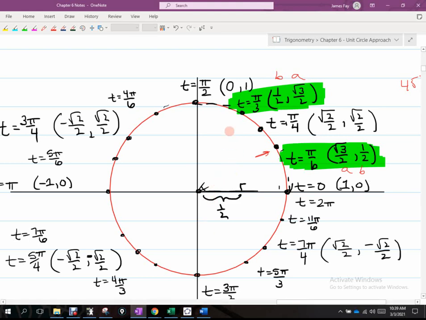Okay? But now, would you guys agree that that point pi over 3 is also symmetric to this point right here? Which is, I should reduce that one, that's 2 pi over 3. So then I'm going to put 1/2, but it should be negative, right?